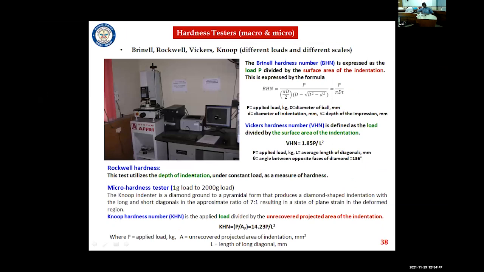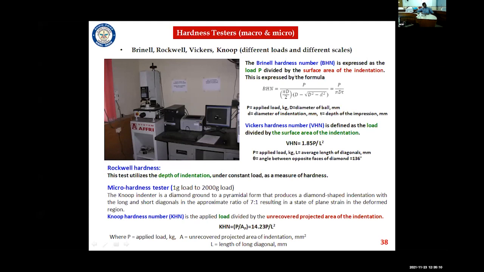Yeah, so now I have talked about the microstructure characterization techniques, and also the structural characterization techniques. Now I will present the hardness testers, where you have the macro and the micro hardness testers. This is the universal hardness tester, which consists of Brinell, Rockwell, and Vickers. You can see the Brinell hardness number here.